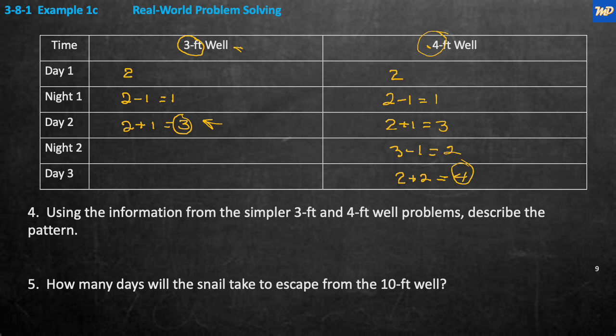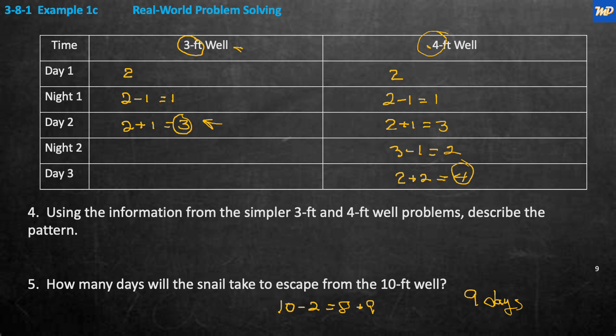Okay, how many days will it take the snail to escape the 10-foot well? Well, based on this, you're going to take 10 and subtract 2 from it. 10 minus 2 is equal to 8. And then we're going to add back 1 full day. So it's 8 plus 1 full day. That's the 9th day here, right? 8 days, and now we're at the 9th. So it's going to take 9 days.